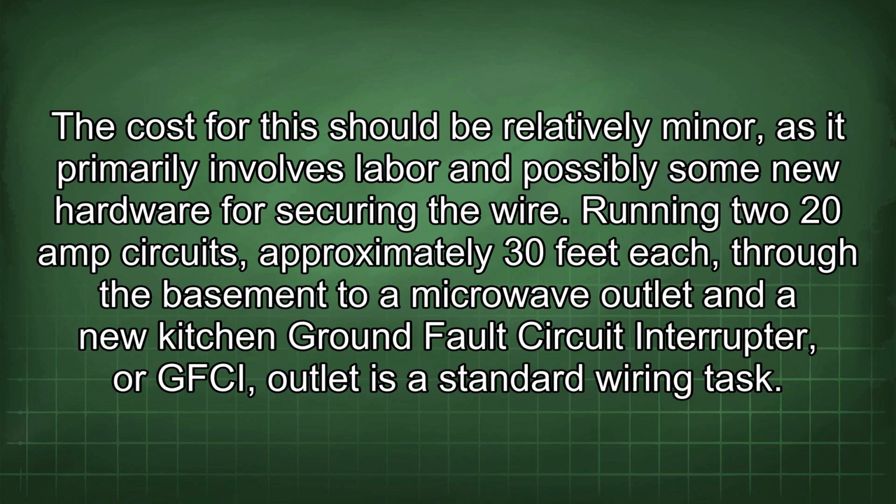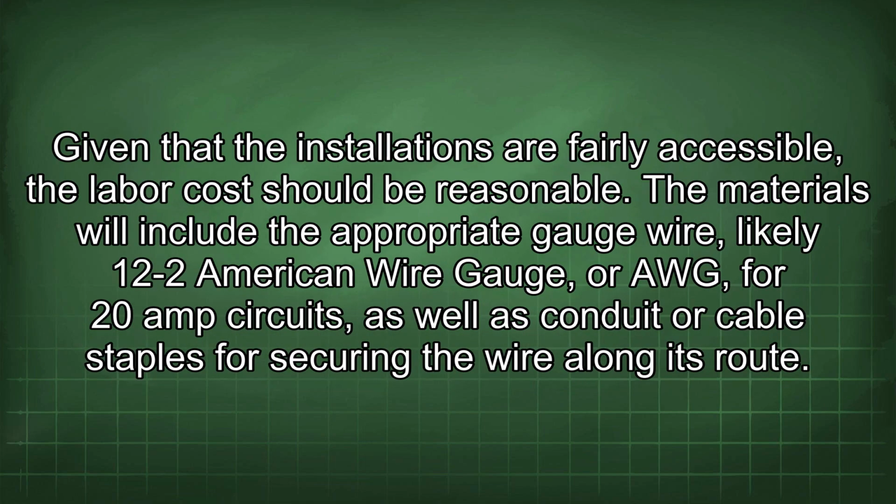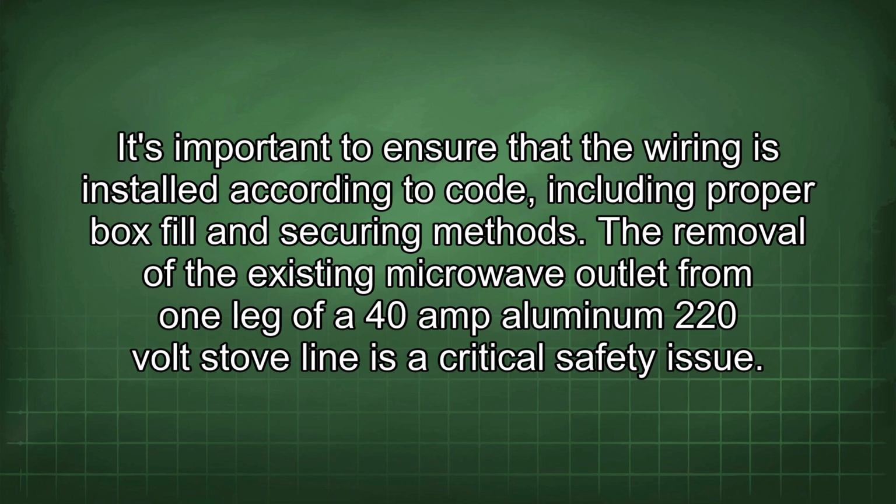securing the wire. Running two 20 amp circuits, approximately 30 feet each, through the basement to a microwave outlet and a new kitchen ground fault circuit interrupter, or GFCI, outlet is a standard wiring task. Given that the installations are fairly accessible, the labor cost should be reasonable. The materials will include the appropriate gauge wire, likely 12 American wire gauge, or AWG, for 20 amp circuits, as well as conduit or cable staples for securing the wire along its route. It's important to ensure that the wiring is installed according to code, including proper box fill and securing methods.